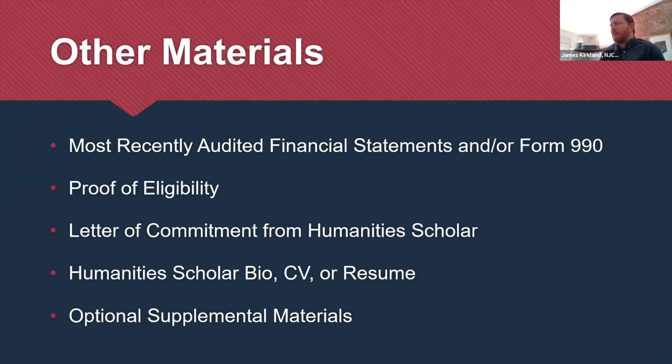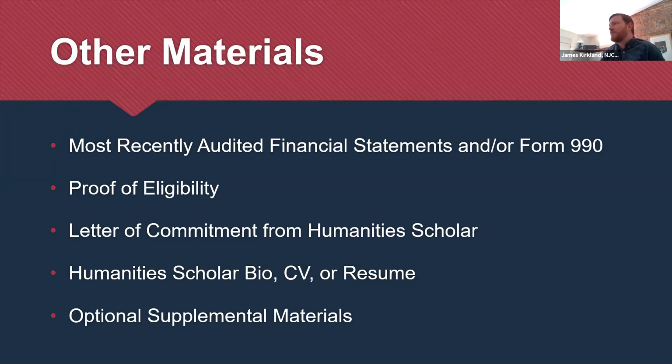If you have a humanities scholar involved, we're looking for a letter of commitment from the humanities scholar, expressing their interest in the project and outlining what they're going to do. We're also looking for the humanities scholar's bio, CV, or resume. Again, if you have them identified, and as I said, this is a requirement for an action grant, you'll need this.